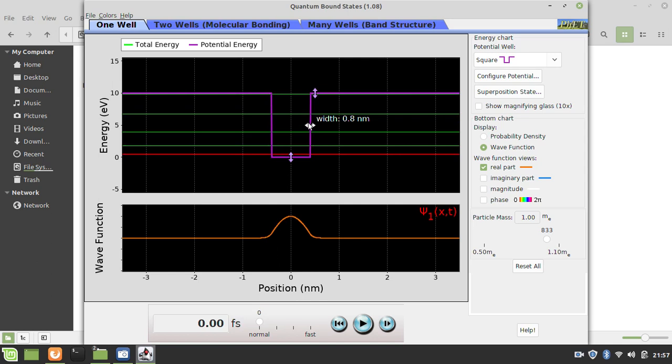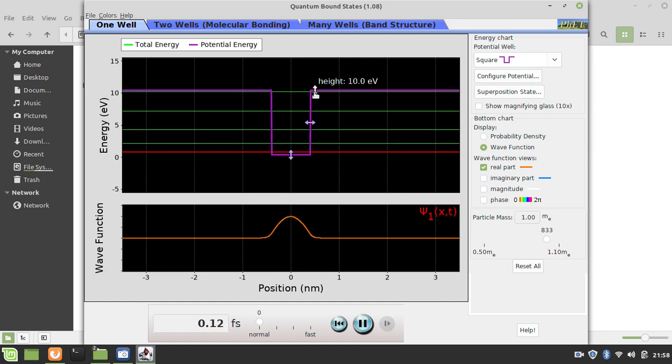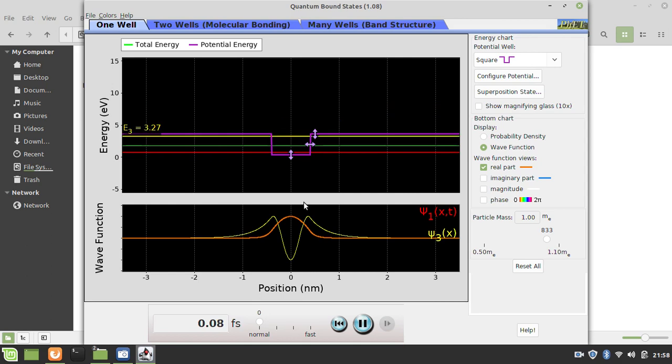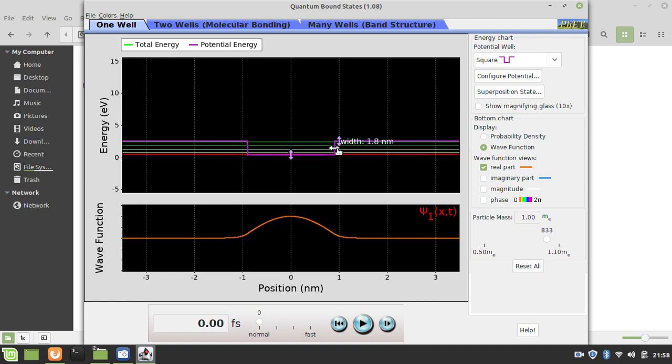Now we can change the depth of the potential well. If the depth is changed, the wave flattens out.